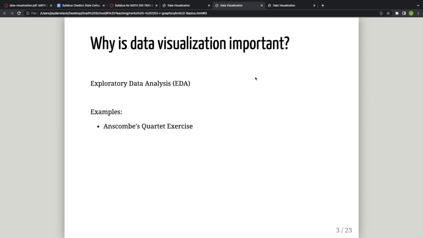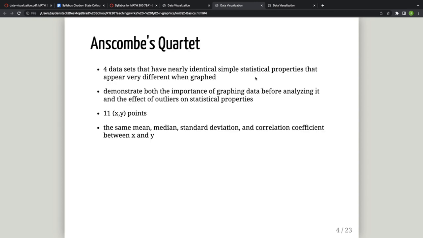So let's take a look at an example, which is the Anscombe's quartet exercise. Okay, so what this entails is that we have four different data sets with almost identical simple statistical properties that appear very different when graphed. Okay, we'll take a look at the data here in a little bit. But this demonstrates the importance of graphing data before we analyze it.